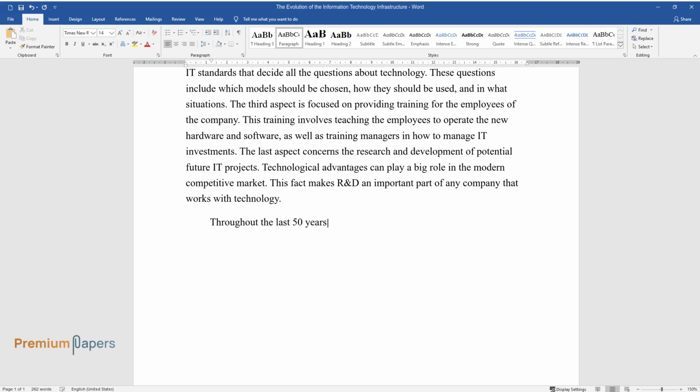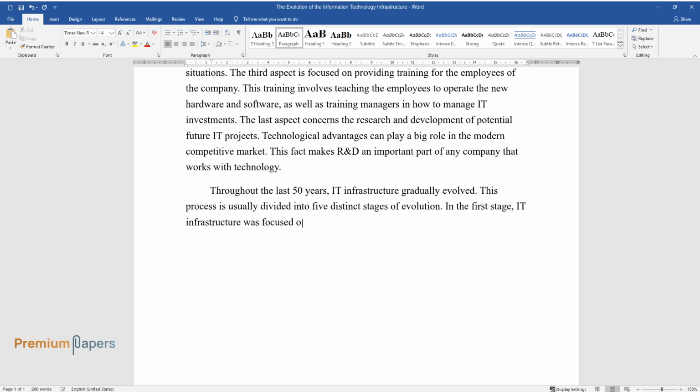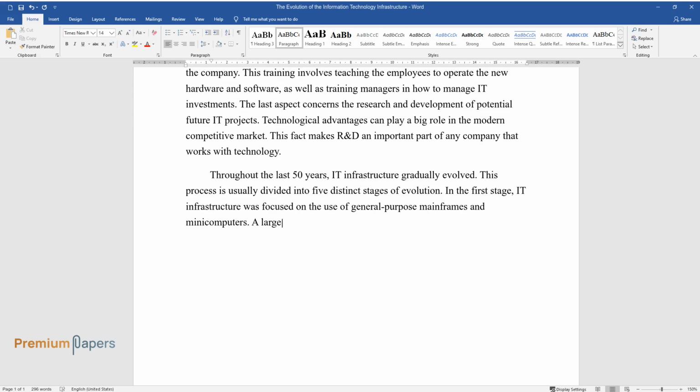Throughout the last 50 years, IT infrastructure gradually evolved. This process is usually divided into 5 distinct stages of evolution. In the first stage, IT infrastructure was focused on the use of general-purpose mainframes and mini-computers.